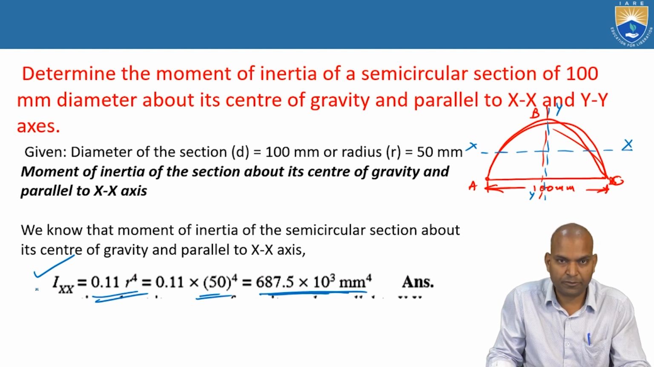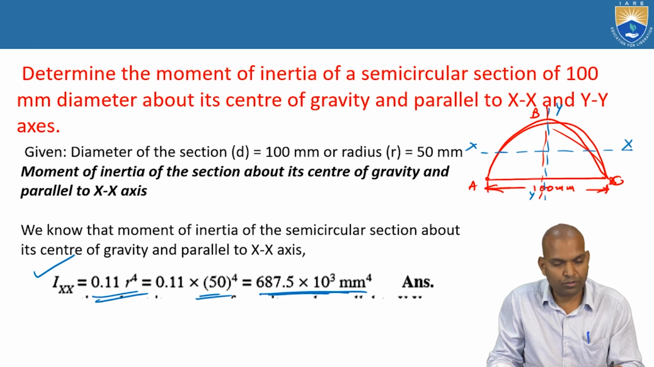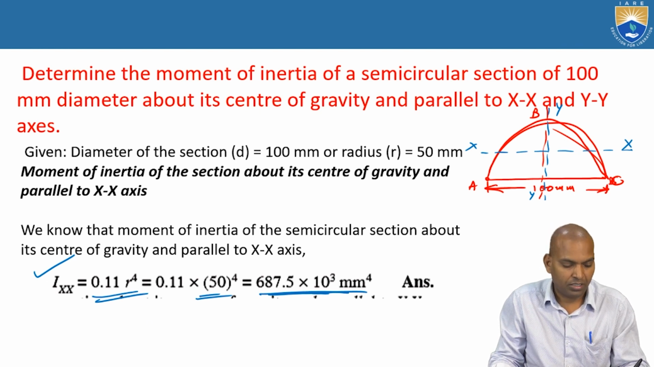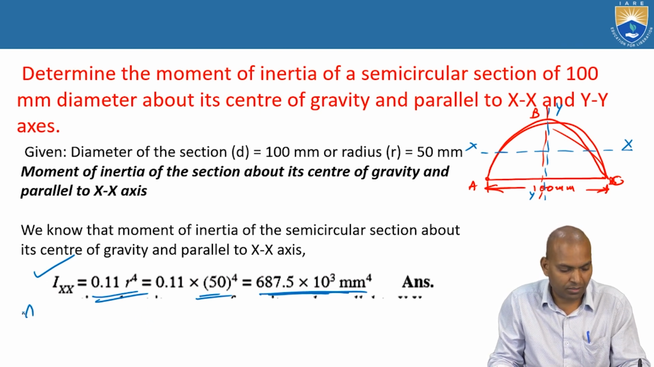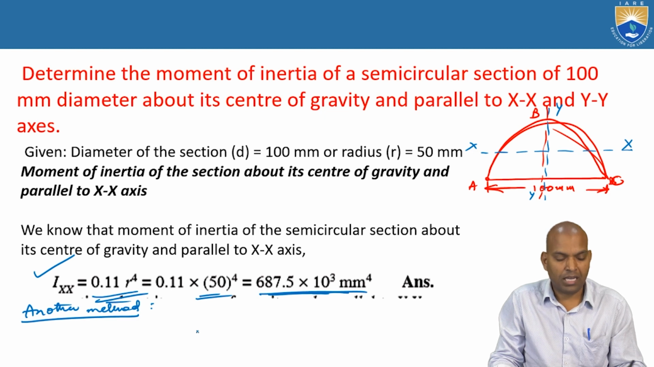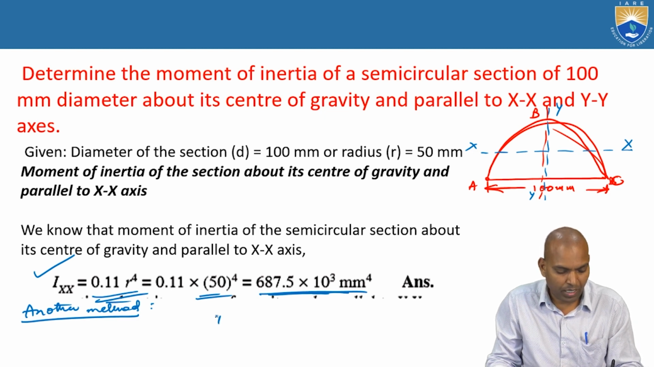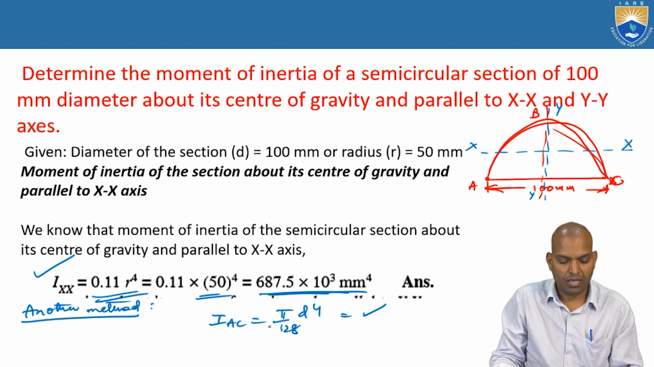Suppose if we don't know the expression, what to do? Then we have to go for the concept. What is another method? The another method is, what is the IAC equal to? For the semicircular section, IAC is pi by 128 times d power 4. We get this value. What is the diameter?